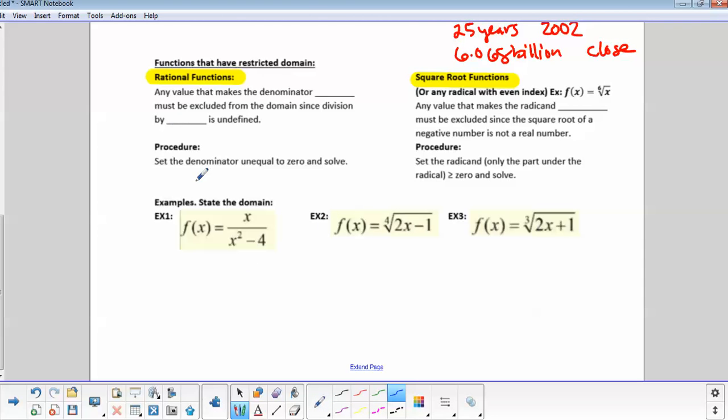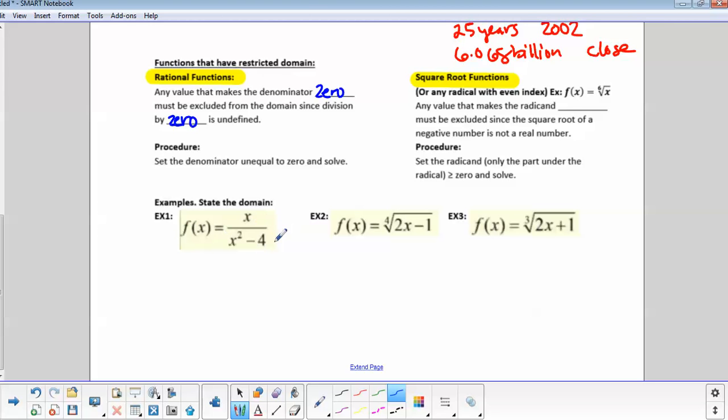Okay. If you have a rational function, and rational comes from the word ratio, so it's a fraction, it's a ratio, any value that makes the denominator 0 has to be left out because your denominator can't be 0. Division by 0 is undefined. So let's look at this example before we move on to the square roots.